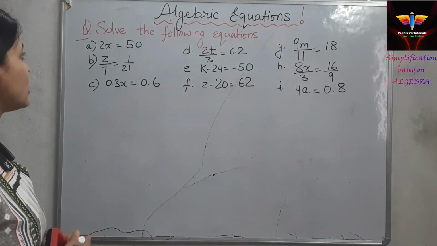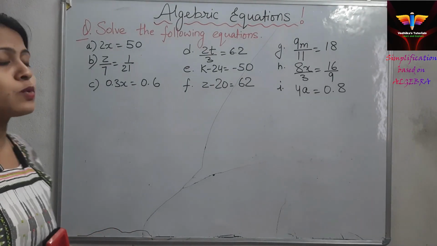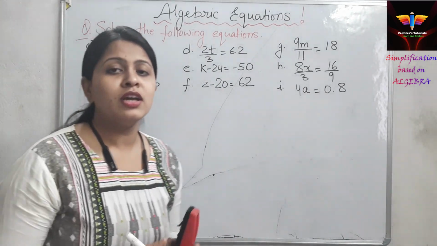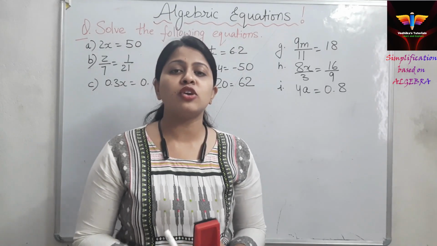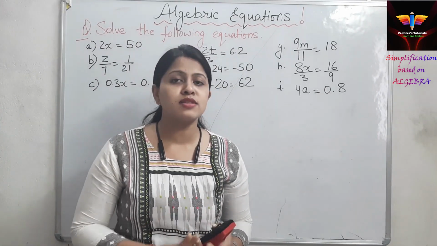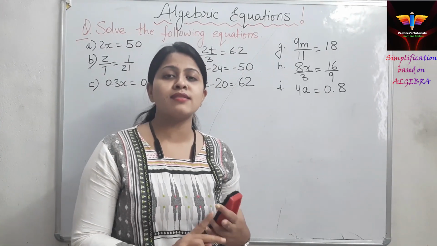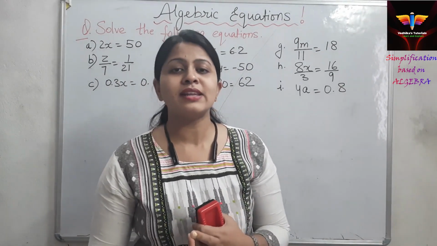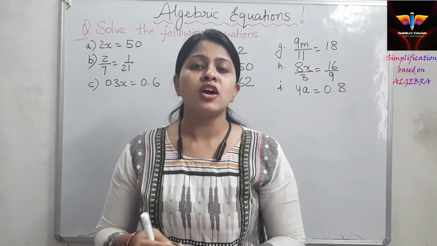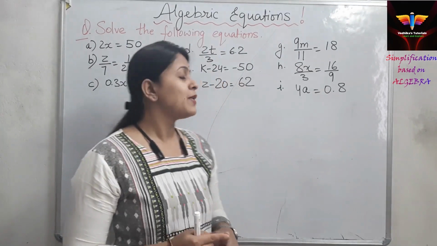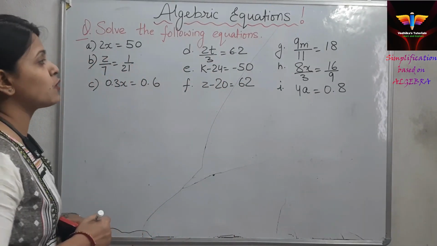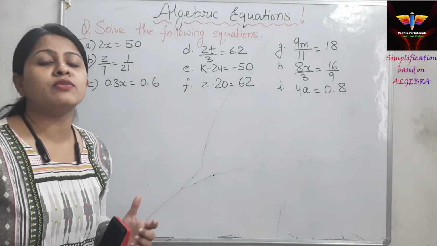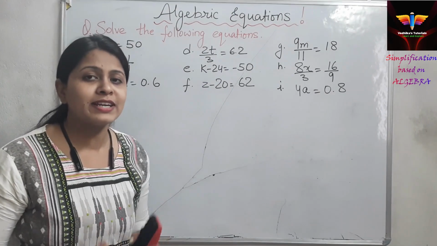The first question is 2x is equal to 50. There is an equation written. Equation means what? In the previous video, I explained that an equation contains two members, that is LHS and RHS. And what is the final result? Our LHS and RHS should be equal. So let's see one by one. We are going to solve each of the questions. There are 9 questions and all questions are of different types.